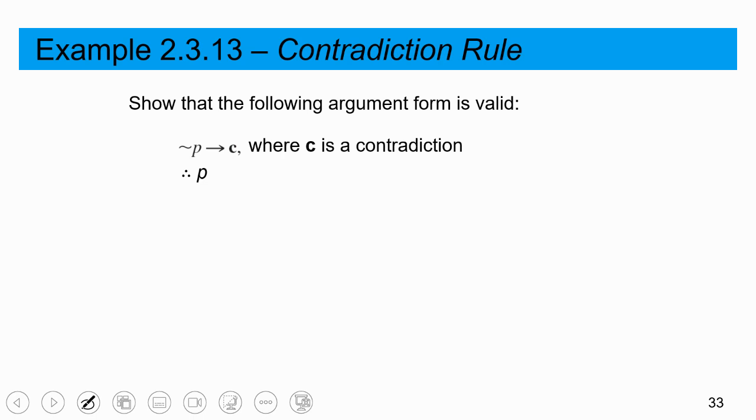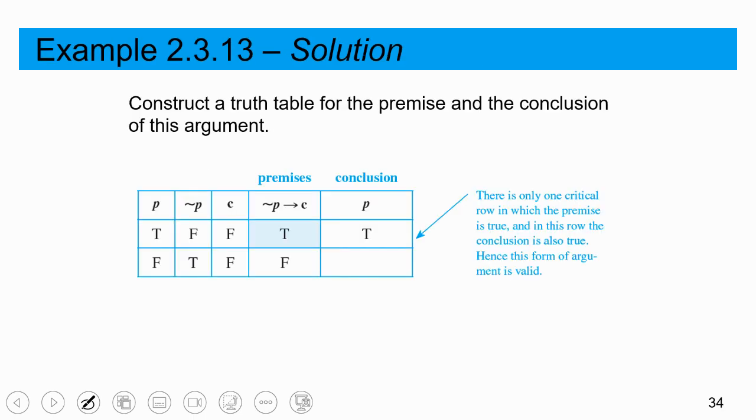All right, show that the following argument form is valid. So not P leads to a contradiction, therefore P. So we can actually use a truth table to show this. So we have P, there are only two options for P. P is either true or false. And of course, not P takes on the opposite truth values. Notice, look at this column with the contradiction. A contradiction is always false.